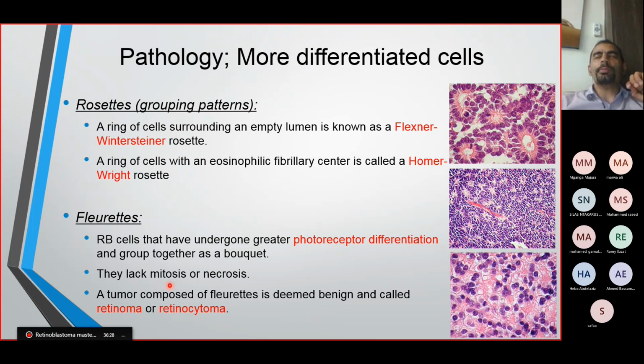Because it's not very aggressive, it's not common to find aggressive mitosis or aggressive necrosis. And when we find these florets, sometimes it's classified as retinoma or retinocytoma. So it's not considered a malignant retinoblastoma, but it is considered a benign form of the tumor called the retinoma or the retinocytoma. Any problems with this slide?